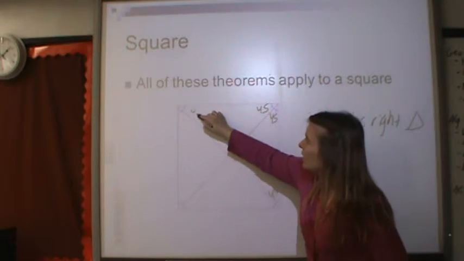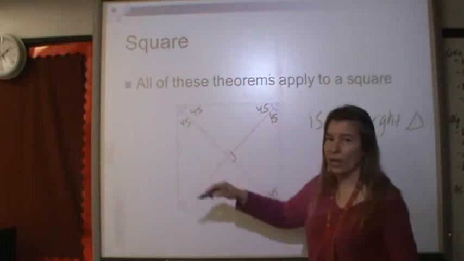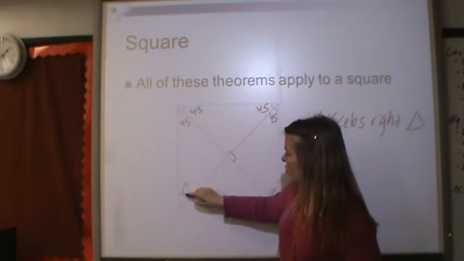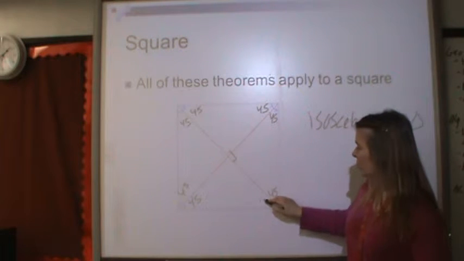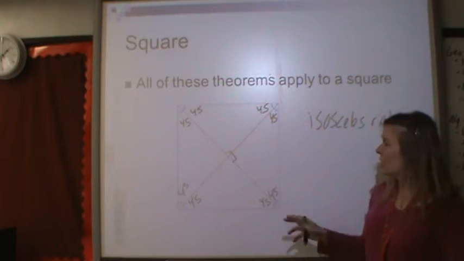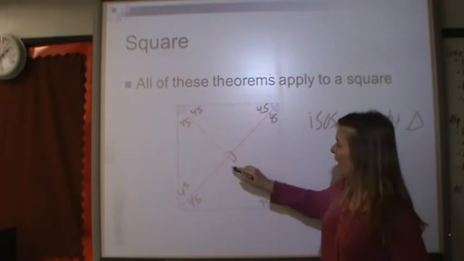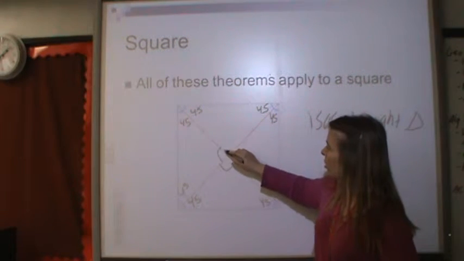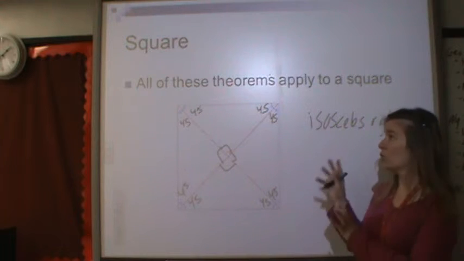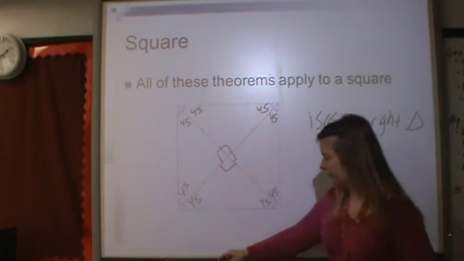Every single one of these angles going around in a square, keep in mind, only in a square, are always going to be 45 degrees. So that's going to be very helpful: in any size square, those angles are 45 and all the angles in the middle are always right angles. So that's very helpful in a square.